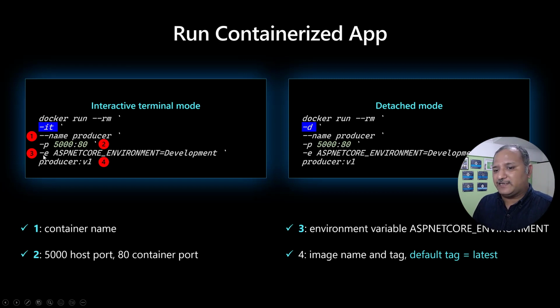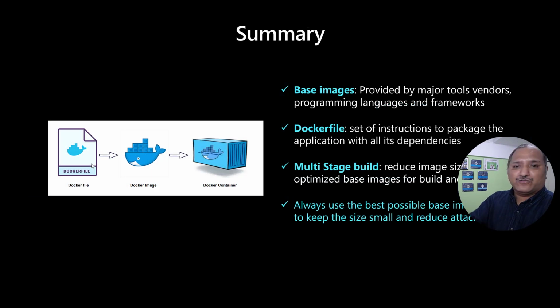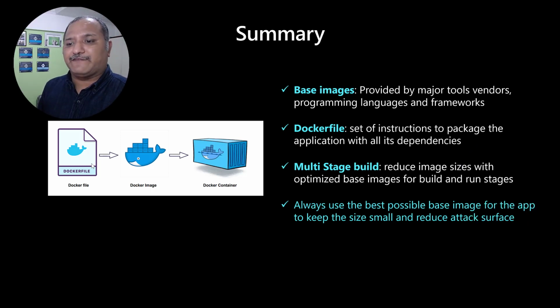And then we also provide environment variables like ASP.NET Core environment, and we set the value as development for that. And last is the name of the image. So we are using producer V1, the tagged version of this image with the V1 tag. So with that, we are able to run the application, which contains everything that is required for running the application. It has the code or the binary as well as all its dependencies. We don't need anything else.